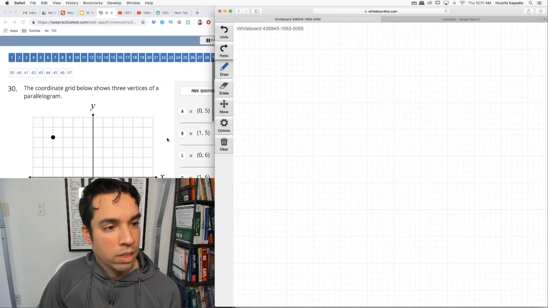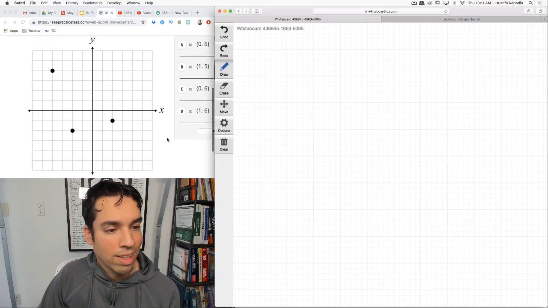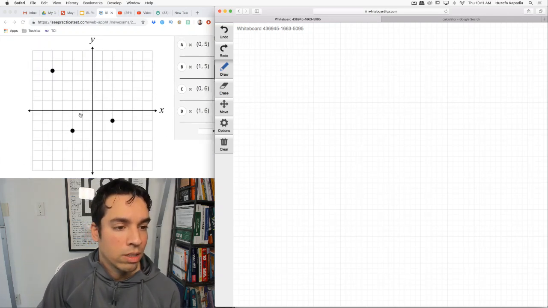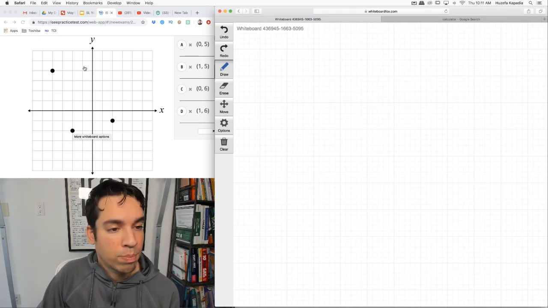The coordinate grid shows this. What are the coordinates of the fourth vertex of the parallelogram? Okay, here's my assumption. Parallelogram, all the sides are parallel, opposite sides are equal. So the way that I think about it is it's probably going to be here, right? Because I can see that I'll have a nice little parallelogram. And how do I get there? Well, this line's going to be parallel and the same length as this one.